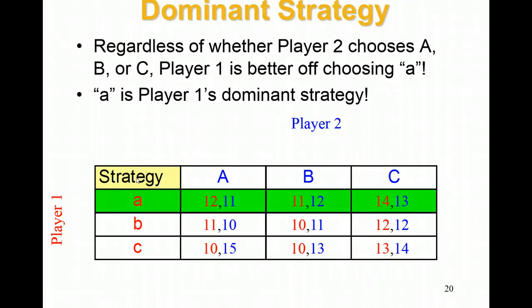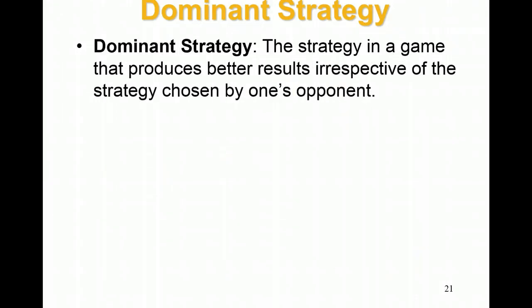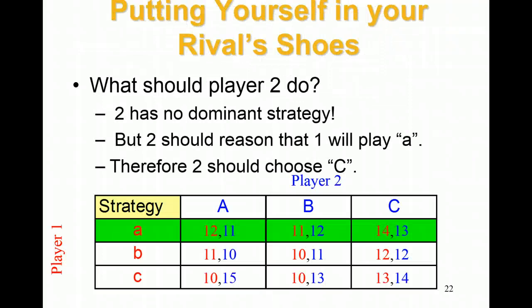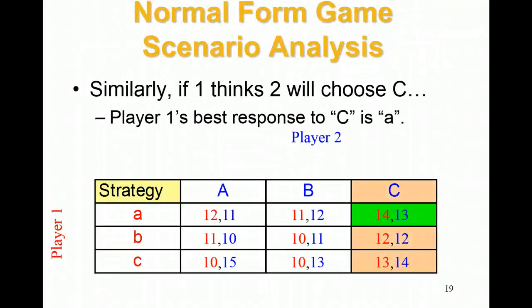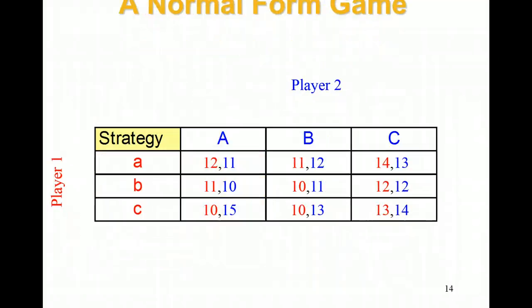Now, the question is, what about player 2? Does player 2 have a dominant strategy? Well, let's see. Let's go back to a clear board here. Let's apply my three-step approach. Step 1, choose who you are. We're player 2. Step number 2, choose a strategy for your rival. Well, let's say player 1 chooses little a. As player 2, what should you do? Big A, big B, big C.